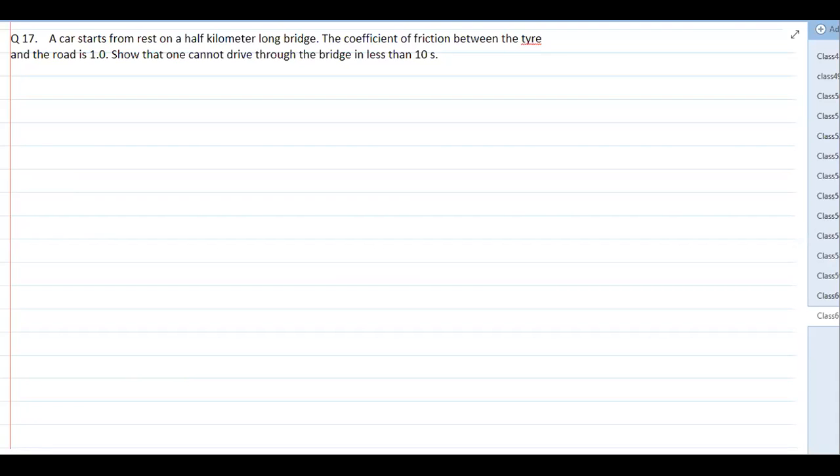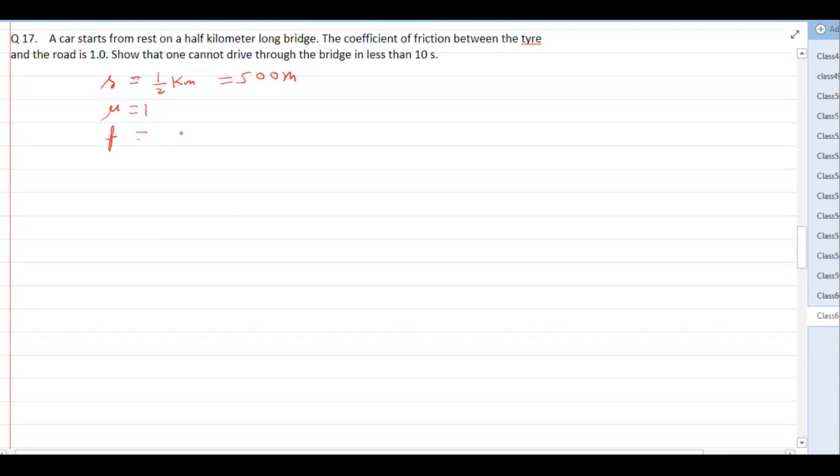Okay, so actually this is the same question as the last one. So, half-kilometer long bridge. The displacement which he has to cover is half a kilometer, which means 500 meters. So this is the displacement which one has to travel. Now, the coefficient of friction between road and tire is 1. So if it is 1, what will be the friction force?